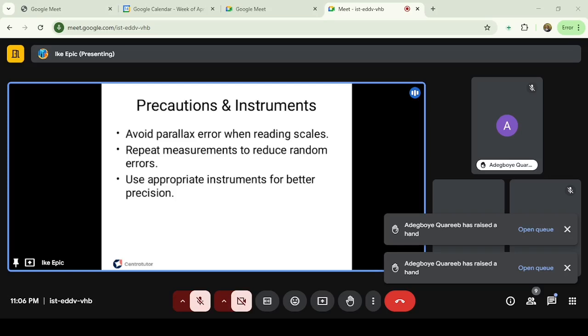That's the second precaution you are supposed to take, usually in a physics practical, because when people are asked to write errors you should avoid in an experiment, the first thing everybody remembers is avoiding parallax error. They don't know there are other errors you should avoid. So make sure you took repeated measurements, make sure you avoid parallax error, and also use appropriate instruments.